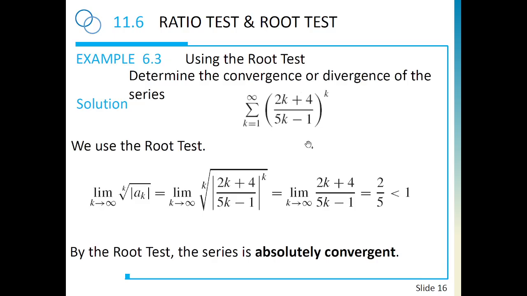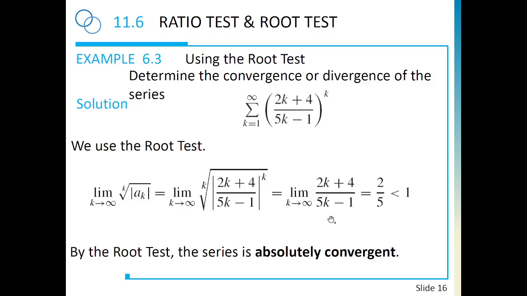Now here is an example of a wise use of the root test. You see, we have an expression and everything is to power k. So now we take the kth root and it simplifies our life. So this is a clear case for the root test. The entire expression is to power k. So now the root test: we compute the limit when k goes to infinity of the kth root of the absolute value of the general term. So this is the general term, and we take the kth root, so k over k is 1.